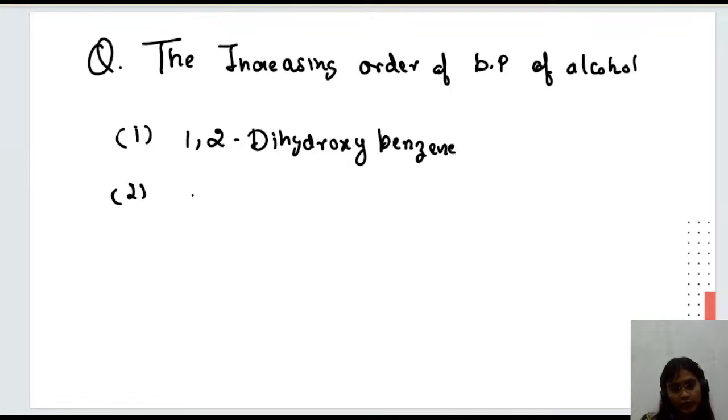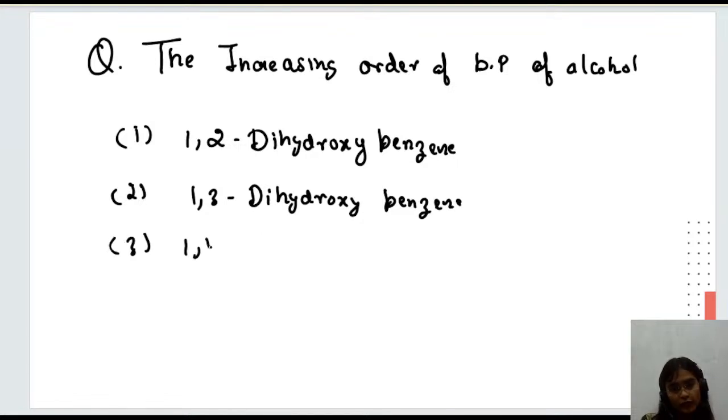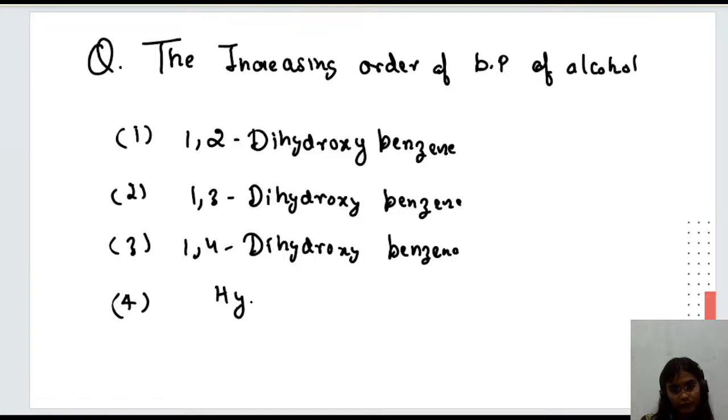Second is the 1,3 dihydroxy benzene. And the third is the 1,4 dihydroxy benzene. And the last is going to be hydroxy benzene, okay? This is a question for you, okay?